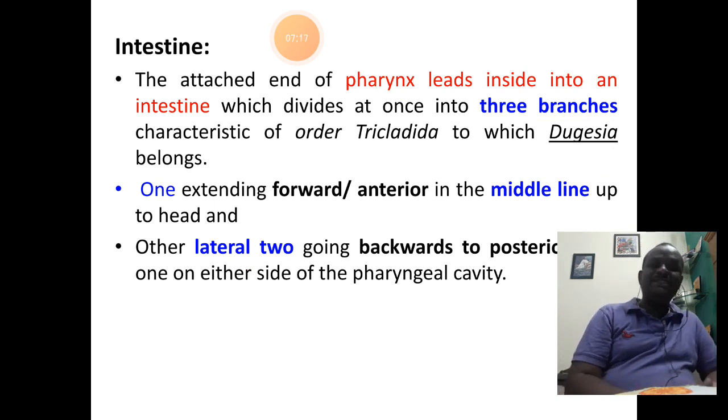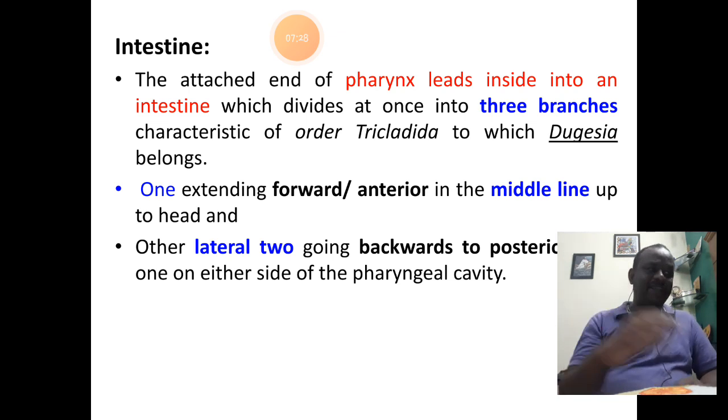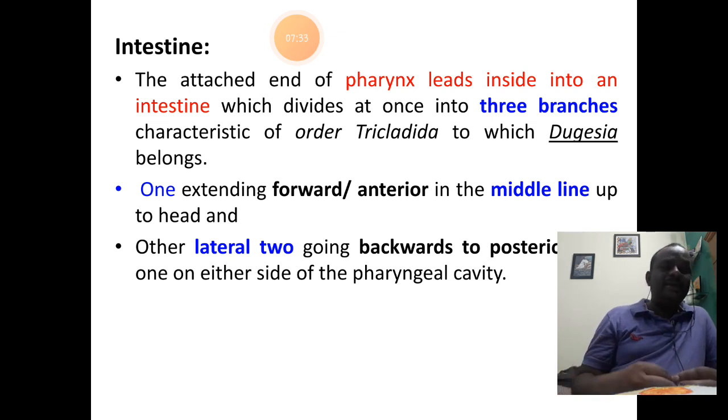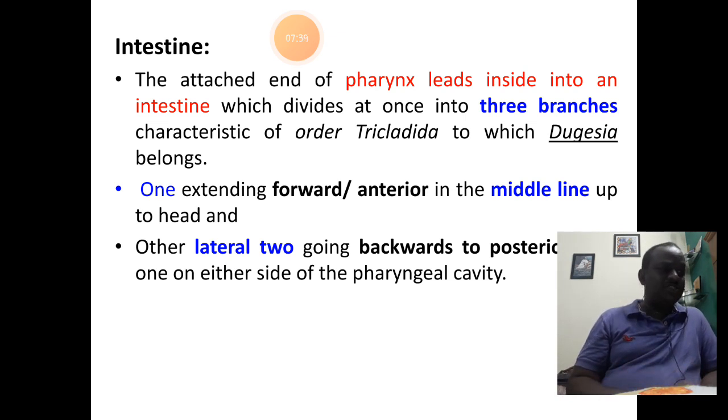The next specialized part of the alimentary canal is the intestine. Students, remember, behind the structure of the pharynx, the posterior end of the pharynx will lead inside the structure of the intestine. The intestine is divided into 3 branches.